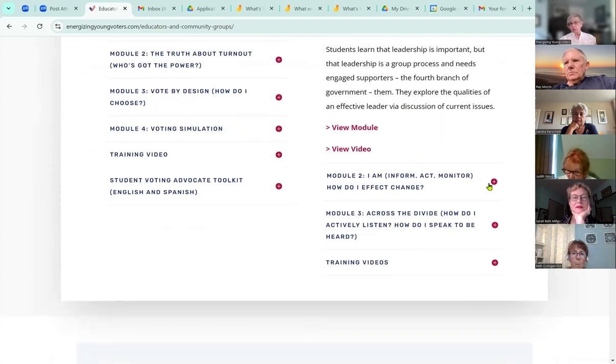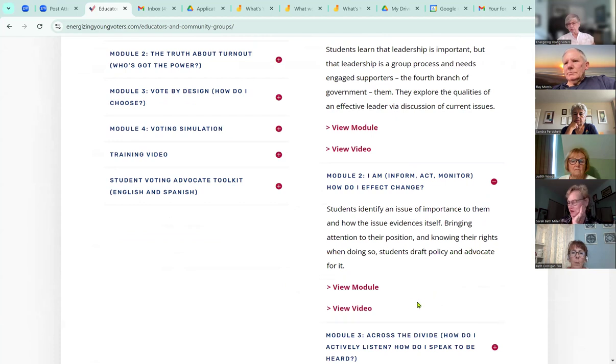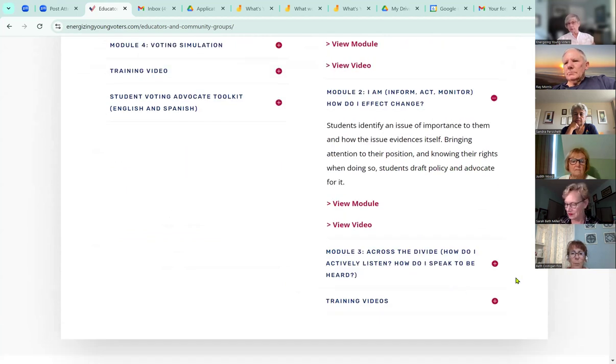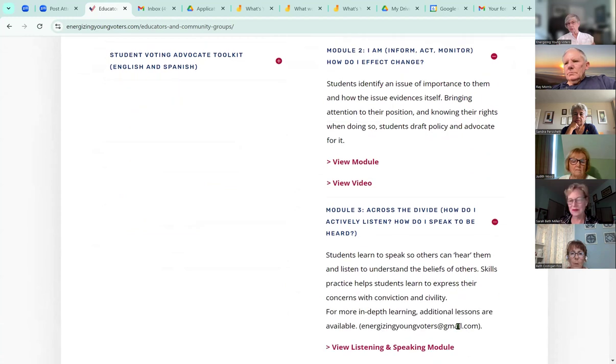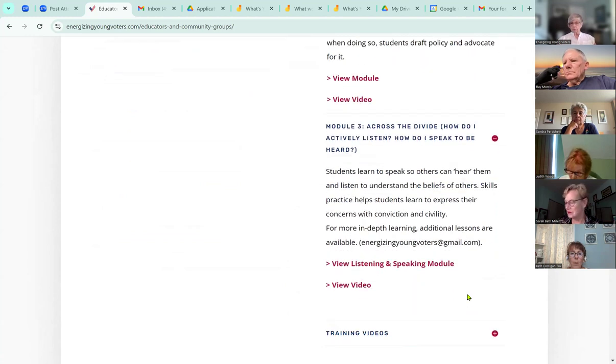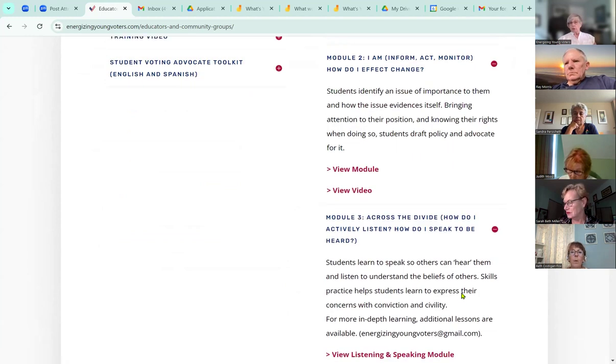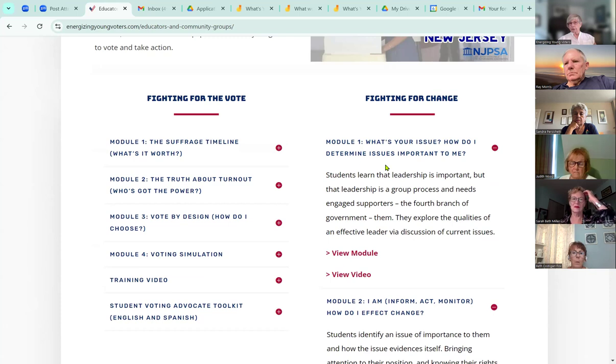And that is also true of I Am the Change. And IAM altogether is not a typo. It's the acronym for Inform, Act, and Monitor. But it talks about how do you actually bring about the change. And again, there's the video and the module. And then this is what we're going to be doing later this week when we learn how to talk across the political divide with civility, without animosity, and without the dissension that is so present in today's world. So let's go back, and here we are, Fighting for Change. Module 1 is What's Your Issue?